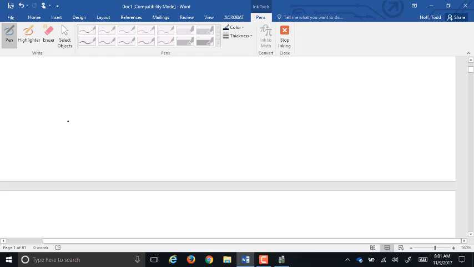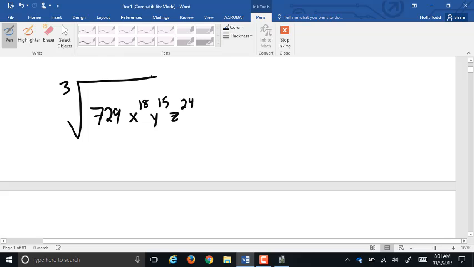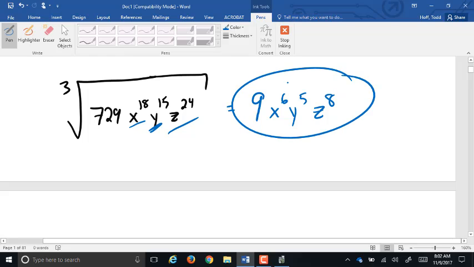In your notes, we're going to have you do the 3rd root of 729, x to the 18th, y to the 15th, z to the 24. So what's the 3rd root of 729? 9. 3rd root of x to the 18th, x to the 6th. 3rd root of y to the 15th, y to the 5th, and the 3rd root of z to the 24th. So 9, x to the 6th, y to the 5th, z to the 8th.